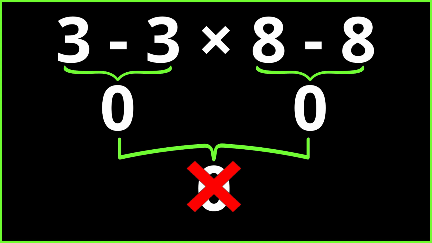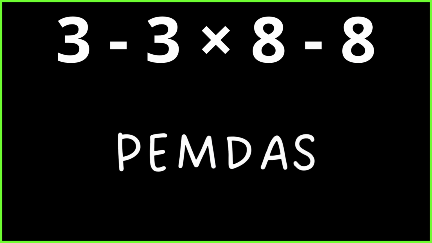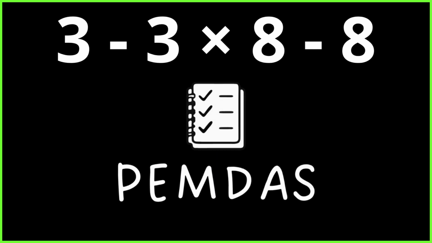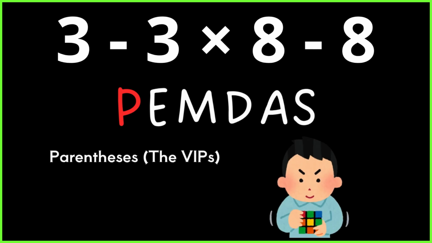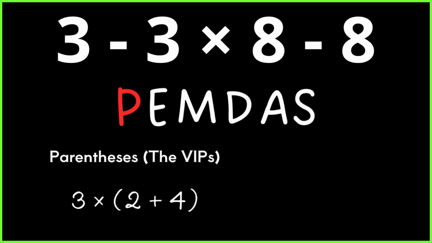To never get this wrong again, you just need one incredibly important rule called PEMDAS. Think of it as a checklist that tells you which operation has the right of way. P is for parentheses. Anything inside brackets is a VIP. You must solve these groups before touching anything else. Example, 3 times 2 plus 4 becomes 3 times 6, which equals 18.